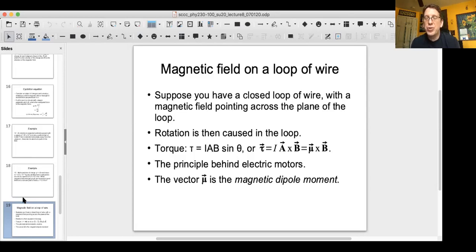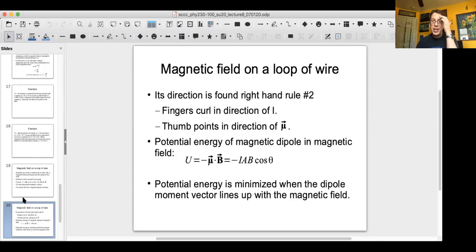Theta is the angle between the magnetic field vector and what's called the magnetic dipole moment vector. So the magnetic dipole moment has a magnitude of I times A, where A is the area enclosed by the loop. Its direction is determined by the direction of the current through the loop. And so you need a right-hand rule for that. Your fingers curl in the direction of I, and your thumb points in the direction of the dipole moment.